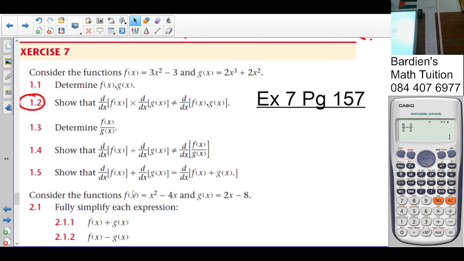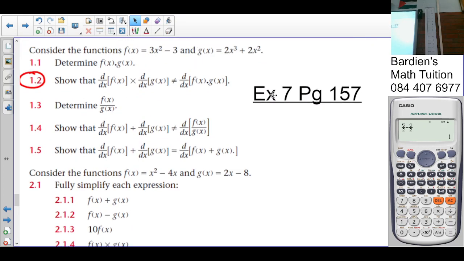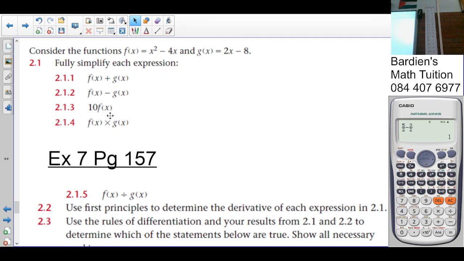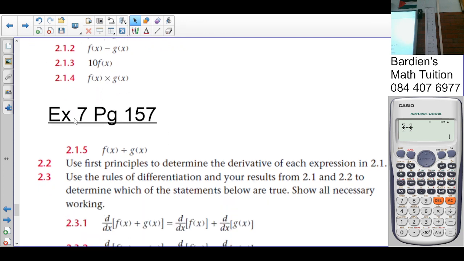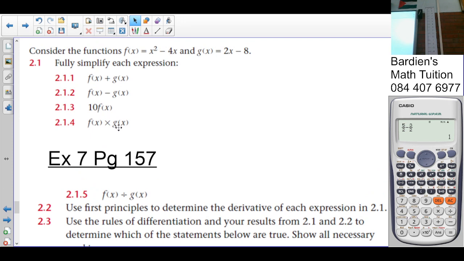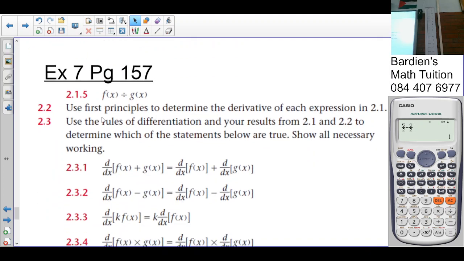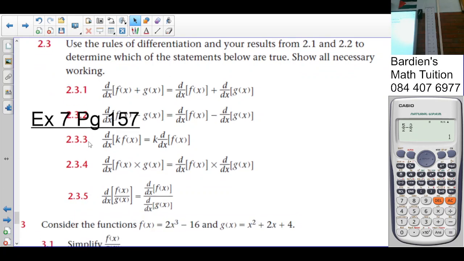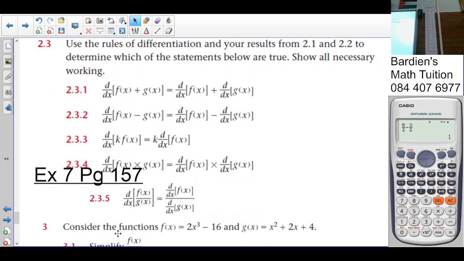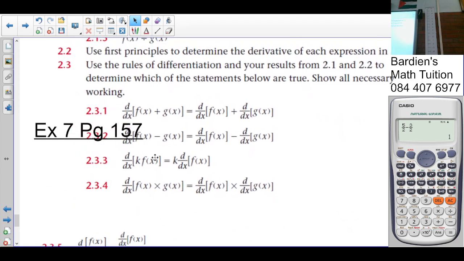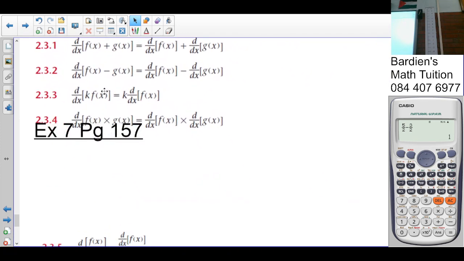Number 2? 2.3.3. No, this is 2.1 first. Any issues here? 2.1? No? 2.2? 2.3.3, right. Sure, you're too fast. It's fine. 2.3.3.